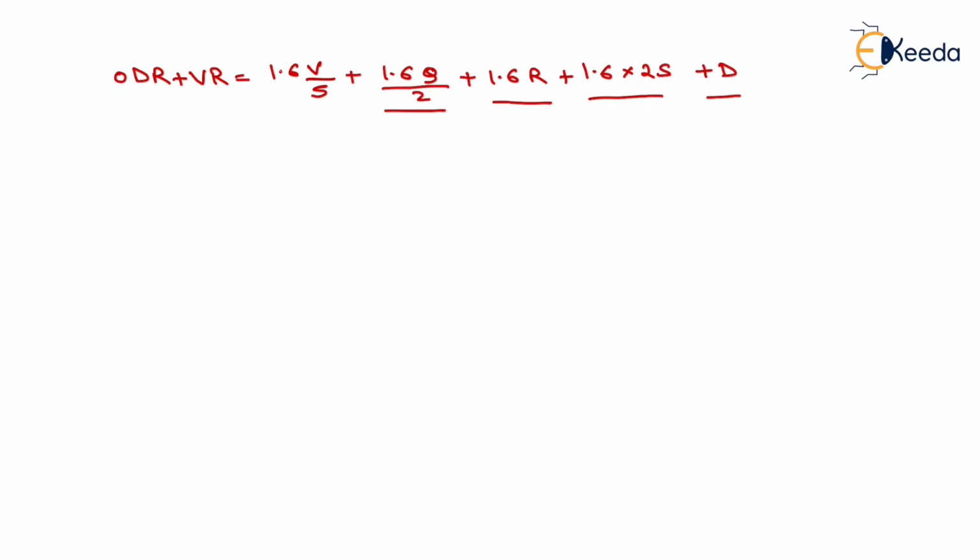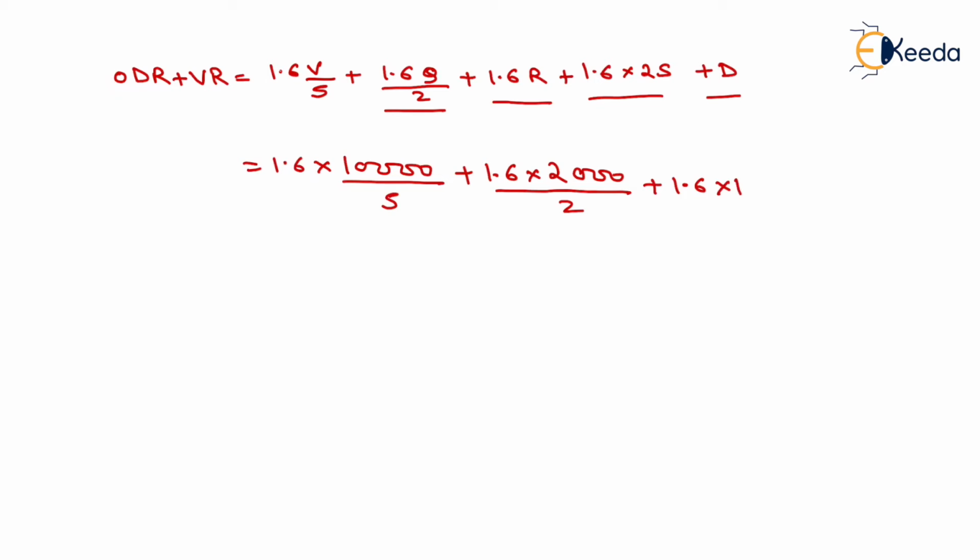Now we have the value of V here which is equal to 10,000, which is already given in the question, divided by 5, plus we have the value of q which is 2000, so we put q as 2000 here, plus we have the value of r as 120 which is already given in the question, plus we have the value of s which is 75 which is already given in the question, plus d.